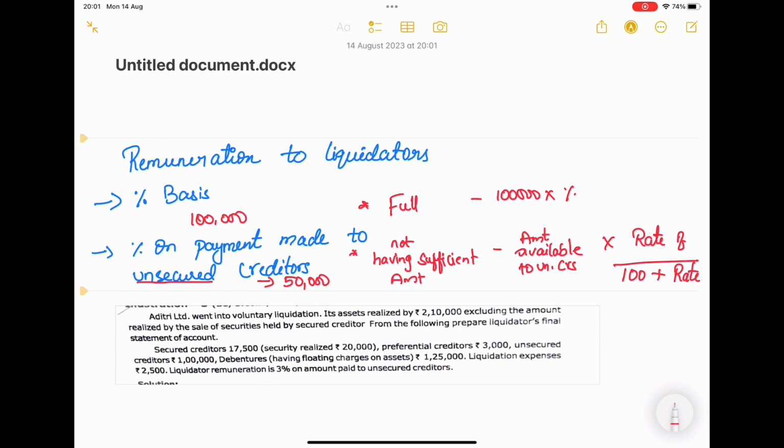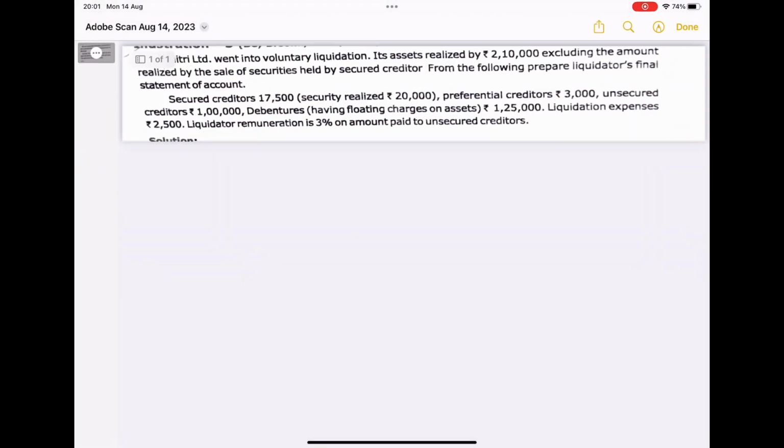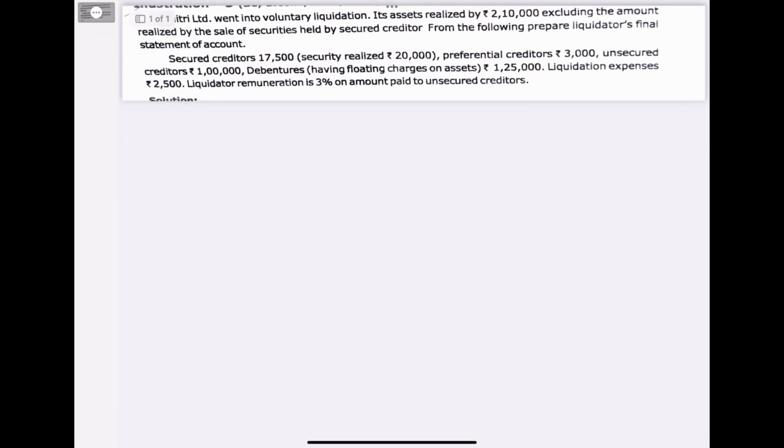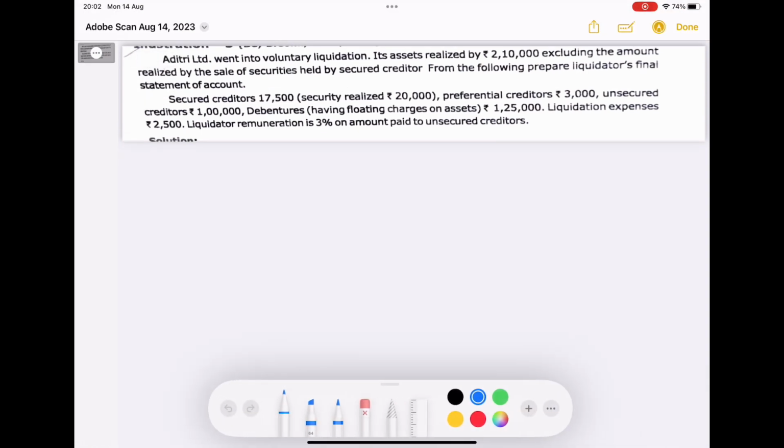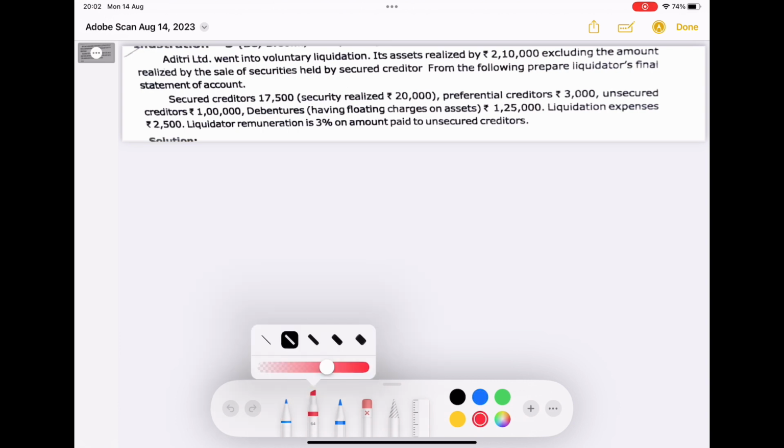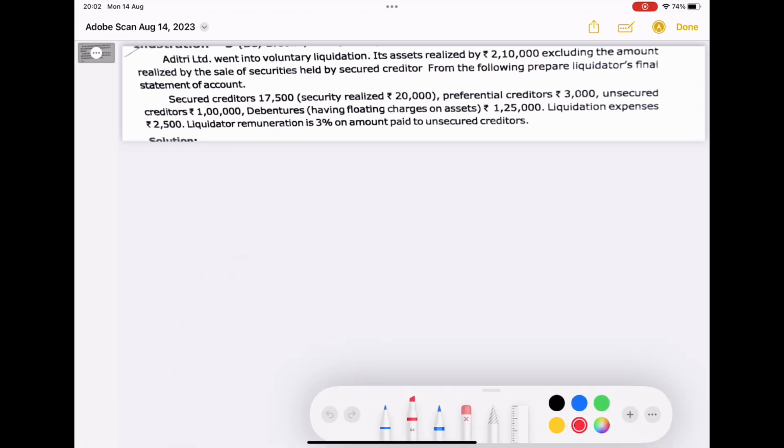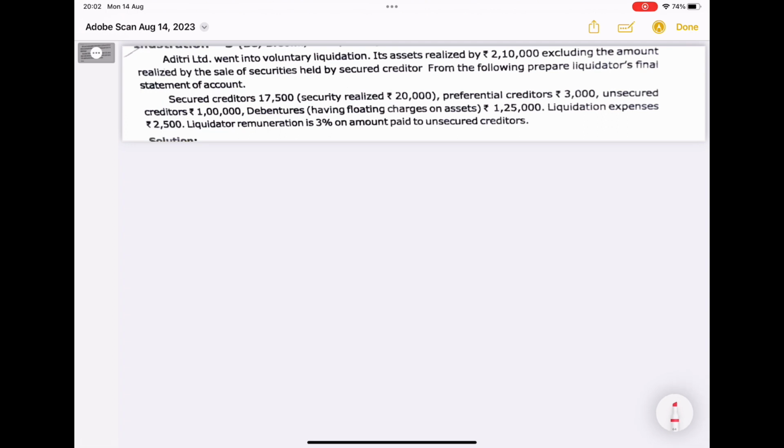So the first question is this. Aditri Limited went into voluntary liquidation. Its assets realized 2,10,000, excluding the amount realized by sale of securities by the secured creditor. From the following, prepare the liquidator's final statement of account.